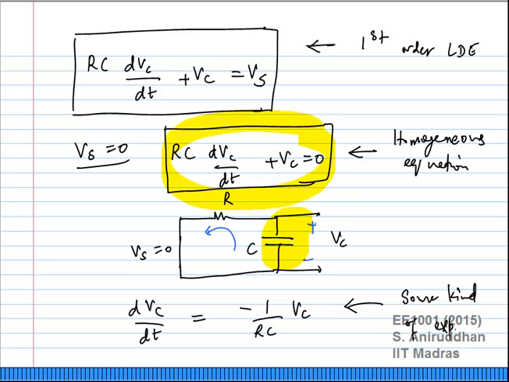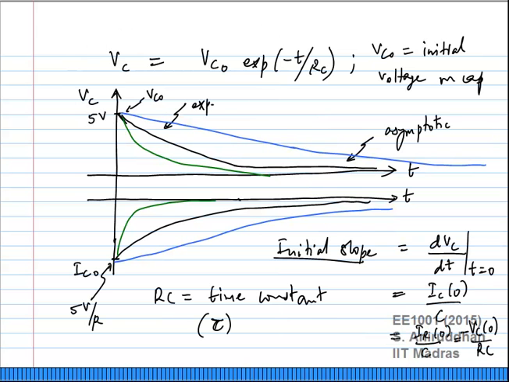If that happens to be non-zero, you will find that this does have a solution, and it's a very simple system to solve. You will get VC equal to VC naught exponential minus T by RC, and here VC naught is the initial voltage on the cap, VC at T equal to 0, or VC of 0. Is that clear? So this is the equation describing the voltage across the capacitor for this system. Of course it depends on the initial condition. If the initial condition is 0, then the voltages are 0.